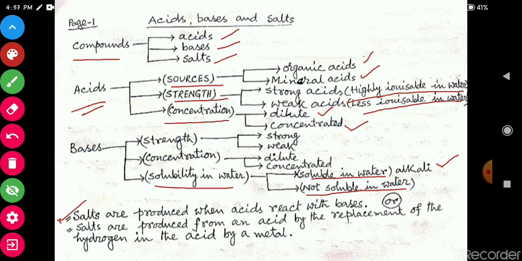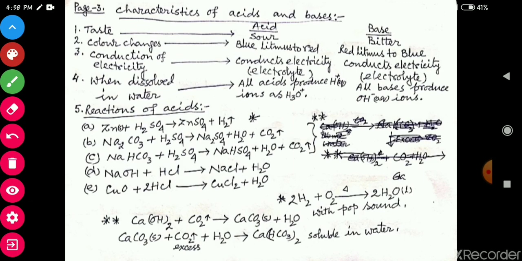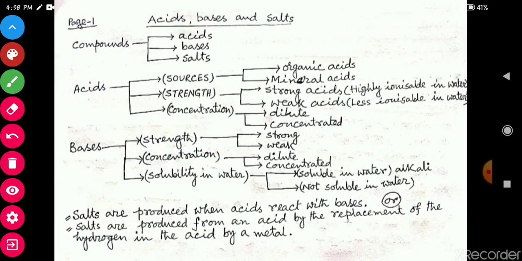Salts are produced when acids react with bases. Salts are produced from an acid by the replacement of the hydrogen in the acid by a metal. Next, indicator. An indicator is a dye which changes color in acid or base.